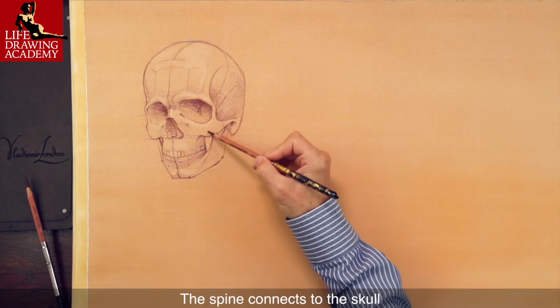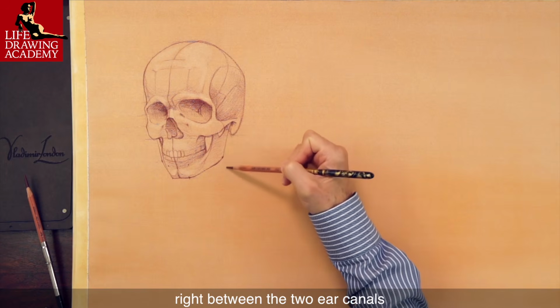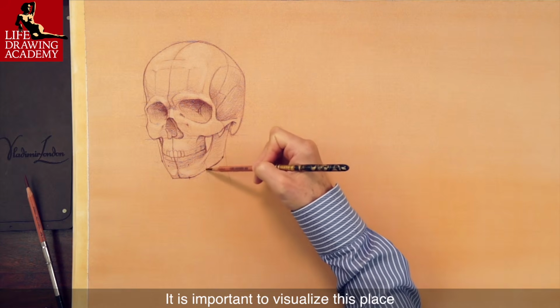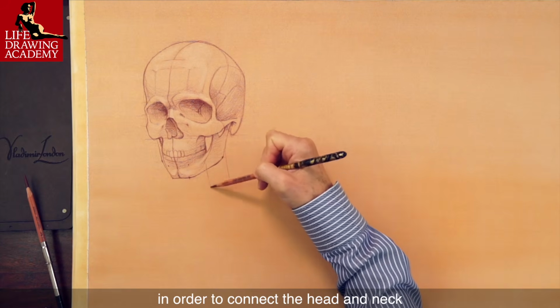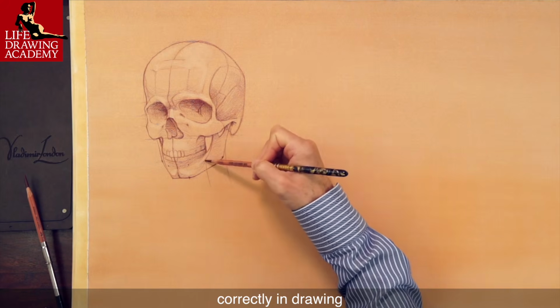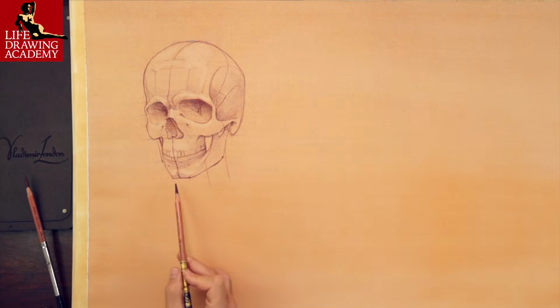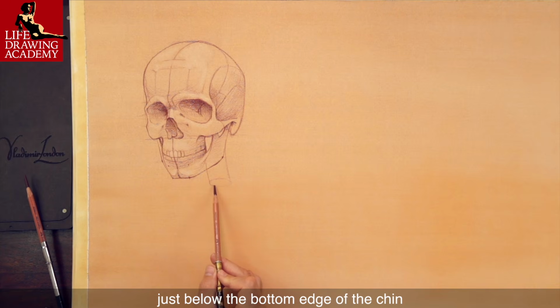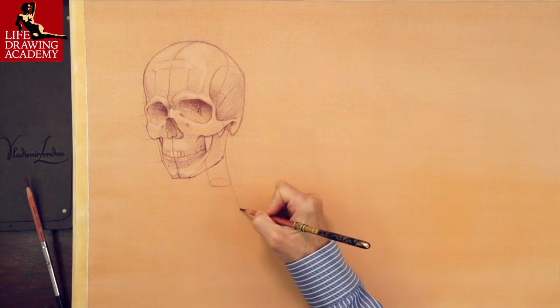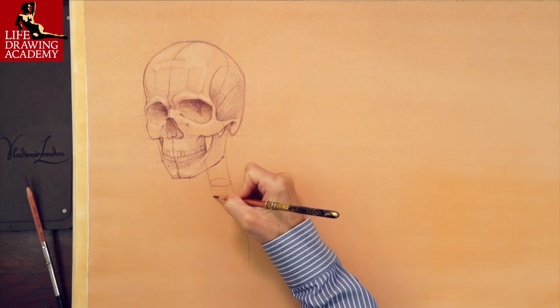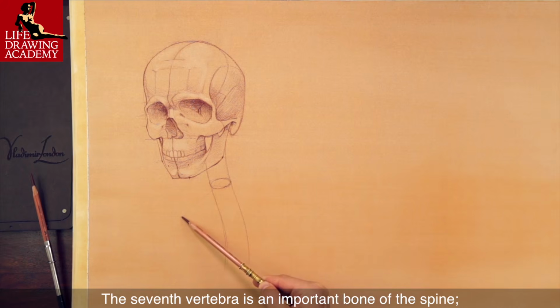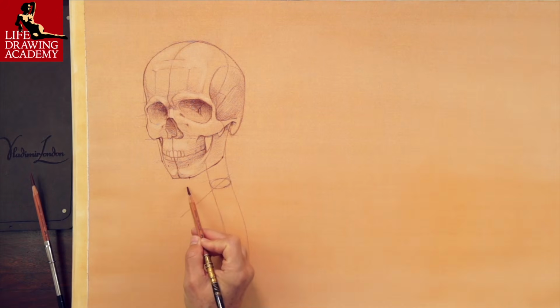The spine connects to the skull in the middle of the base, right between the two ear canals. It is important to visualize this place in order to connect the head and neck correctly in drawing. From this point of view, I decided to place the level of the 7th vertebra just below the bottom edge of the chin. The 7th vertebra is an important bone of the spine. This is where the neck ends.